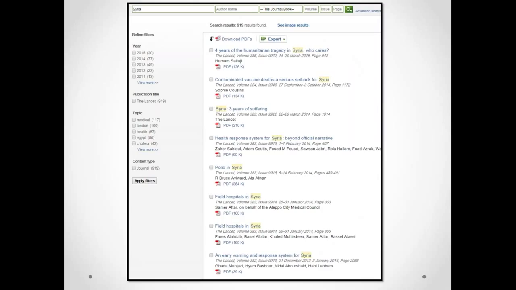If we just type Syria in the Lancet, so this is only the Lancet, we see a lot of hits. I mean, you see 919 hits, and you can see the distribution over time increasing. And you can see some of the examples here. 4 years of the humanitarian tragedy in Syria, who cares? So this looks more like a reflection. Contaminated vaccine death, a serious setback for Syria. This is a public health focus, and so forth.